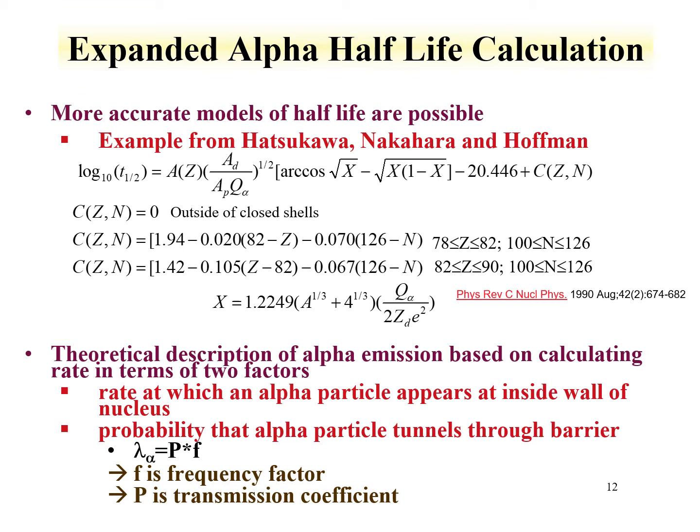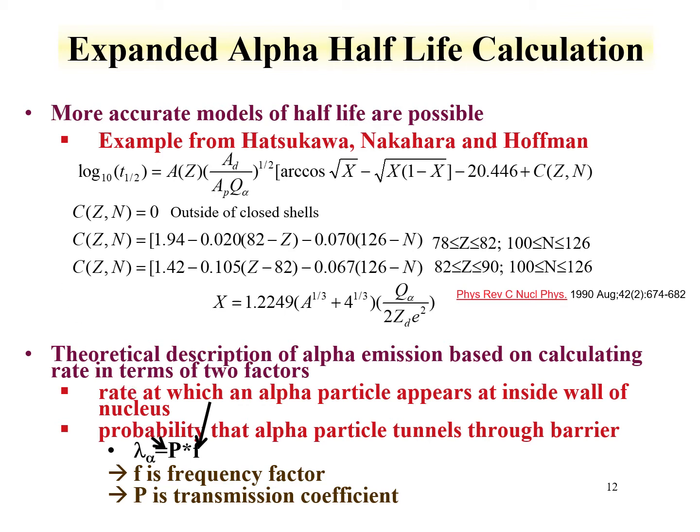So one theoretical description that can be used to try to universalize how alpha decay occurs is trying to break up the alpha decay into two factors. One factor is a rate at which an alpha particle appears inside the nucleus. In other words, in order for the alpha particle to escape the nucleus, it has to be there in the first place. We can call that factor the frequency factor. How often does that alpha particle appear in the nucleus?